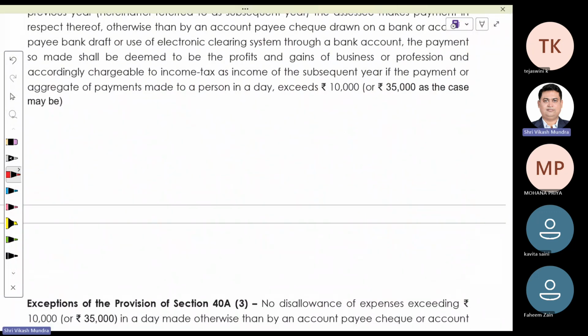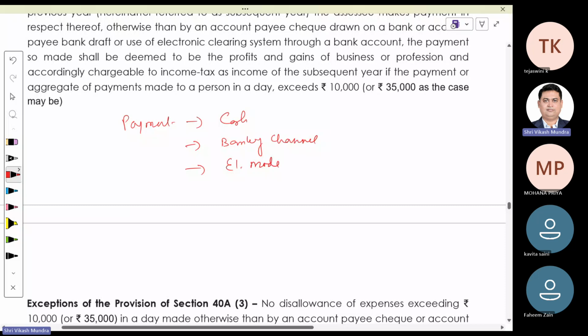What should be the mode of payment? Do you know we can make payment to our vendor in cash? Payment may be made in cash. We can make it through banking channel. We can make payment through electronic mode like UPI, like NEFT, etc. We can make it through debit card, credit card.